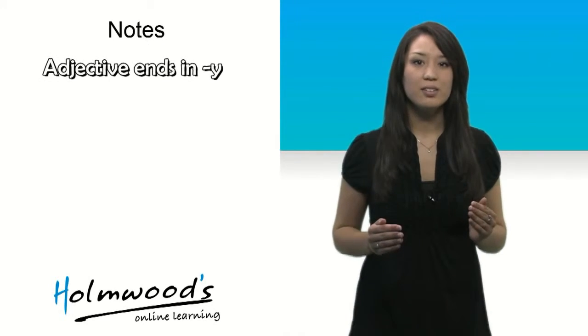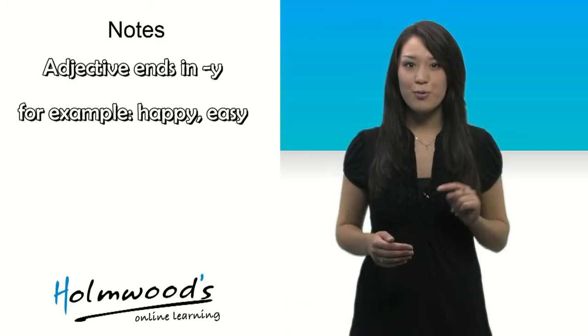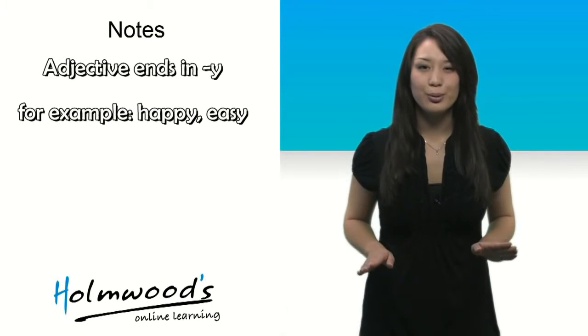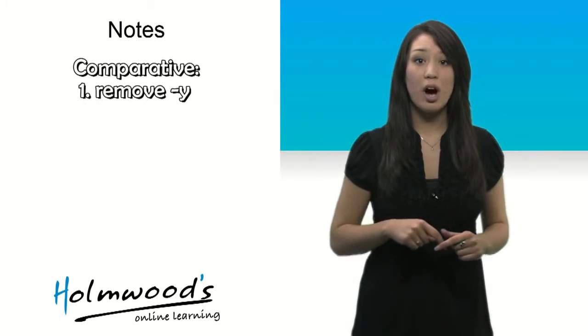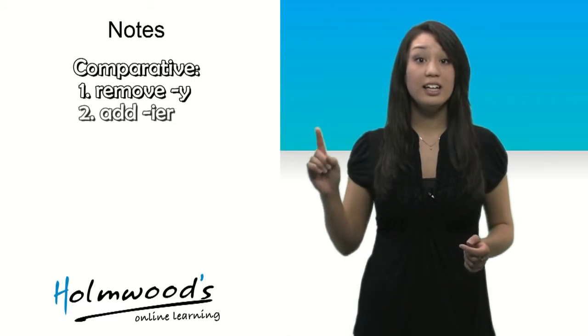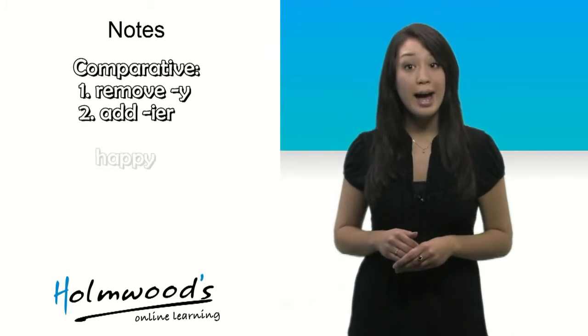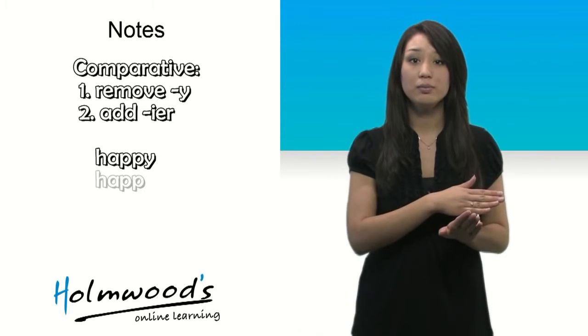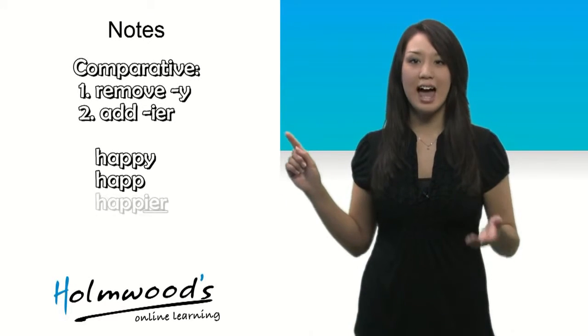Adding er and est gets a little tricky when the adjective ends in a y. For example, happy and easy. But if you follow these rules, it will be easy for you. When an adjective ends in y and you want to make the comparative, first delete the y and then add ier. For example, to make the comparative for the word happy, first delete the y, then add ier to happ to get happier.